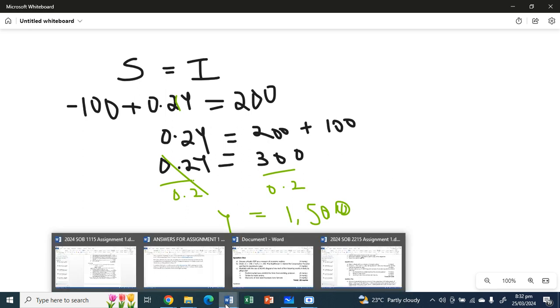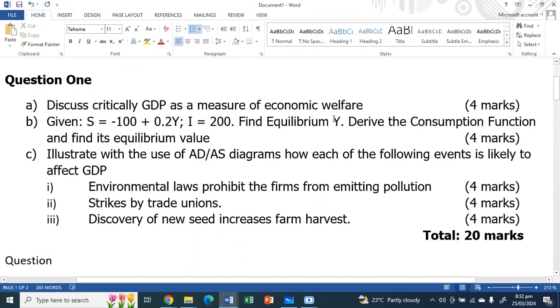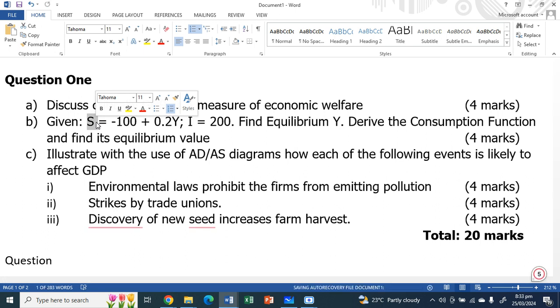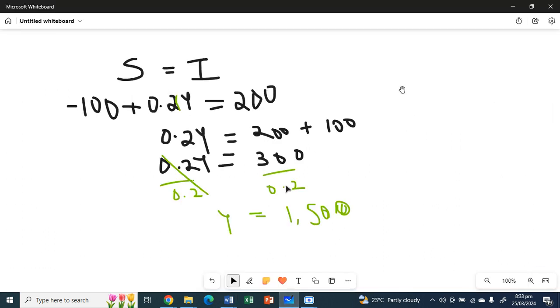So if you have ever seen a question where they're asking you to find equilibrium y and you have savings, sometimes they might also give you taxes, they might also give you imports. And then on the injection side, you can have investment, you can also have government spending, you can also have exports. Given that information, you can use the injections equals withdrawals method.